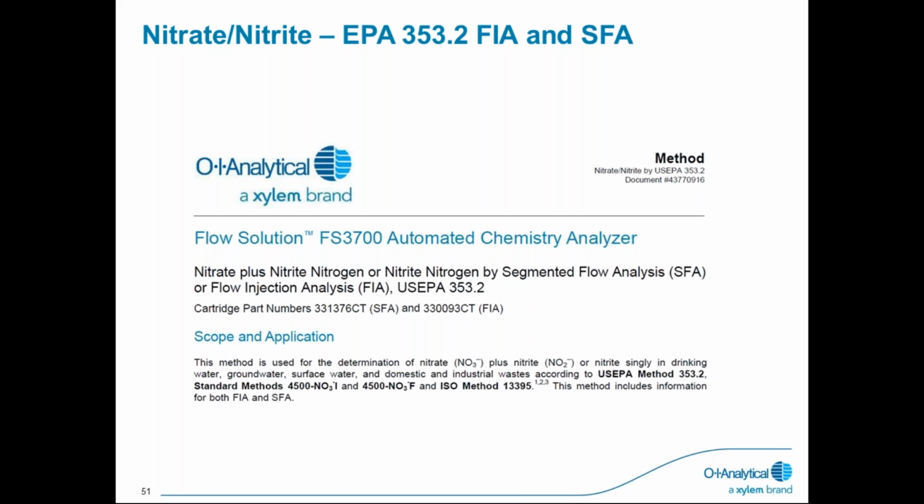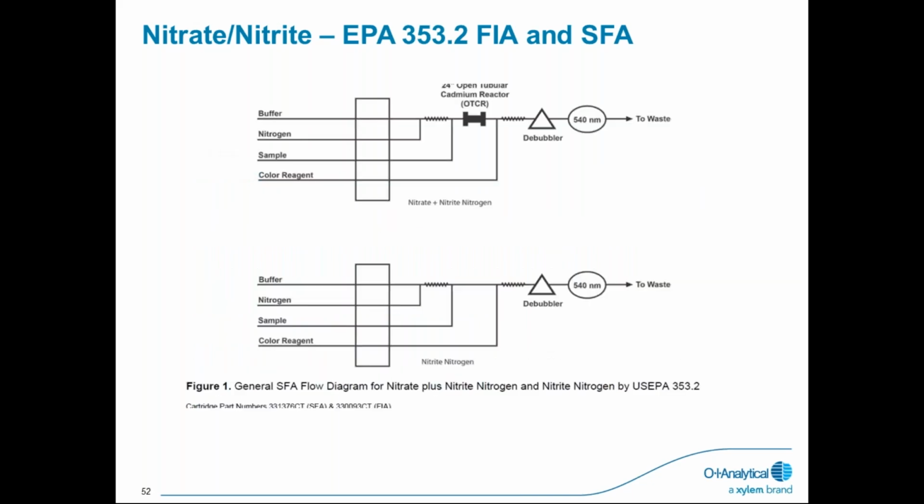We go through the scope and application and break out what we do here. There's the nitrate plus nitrite nitrogen. We're using the cadmium coil. And as we mentioned last week, regarding the differences between segmented flow and flow injection, with the cadmium coil, this is one of the methods where we have the injected flow. We need that because you want to have that dispersion going on within that reactor.